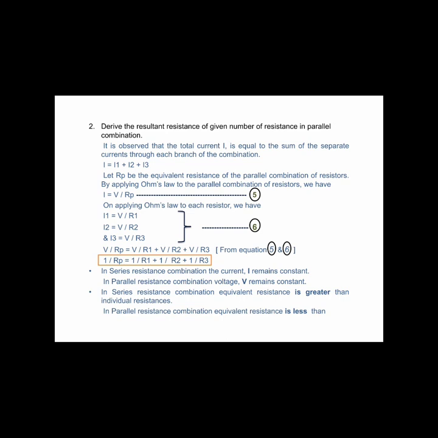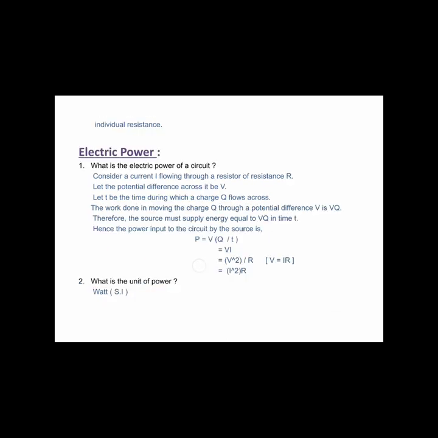So from equations 5 and 6, we can conclude that V by Rp is equal to V by R1 plus V by R2 plus V by R3. So 1 by Rp is equal to 1 by R1 plus 1 by R2 plus 1 by R3. In series resistance combination, the current I remains constant, and in parallel resistance combination, voltage V remains constant. In series resistance combination, equivalent resistance is greater than individual resistance, and in parallel resistance combination, equivalent resistance is less than individual resistance. Now, electric power.